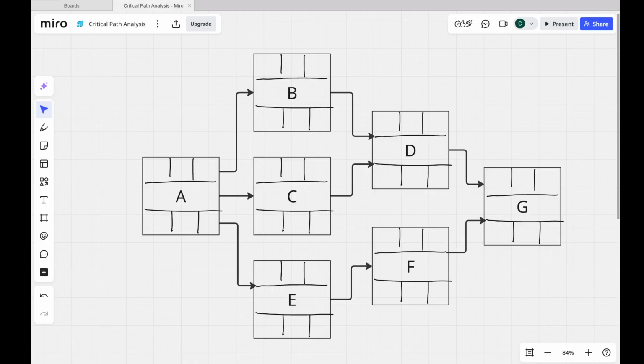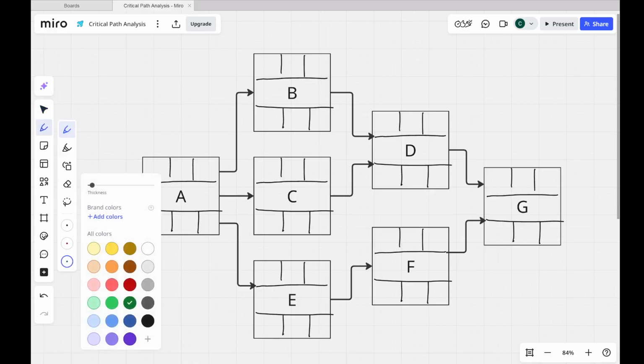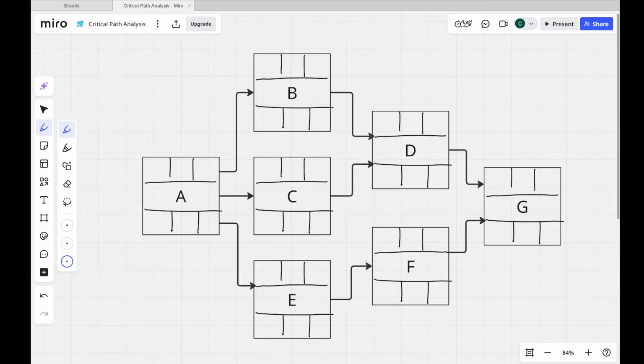So I've gone through my estimating with my stakeholders, with my team, with my experts, and we've determined how long each of these tasks is going to take. Task A has a duration of 1 day. Task B has a duration of 2 days. Task C has a duration of 4 days. Task E has a duration of 6 days. D, let's say, has a duration of 3 days, F has a duration of 4 days, and G has a duration of 3 days. So there's my durations. We've done our estimates, we've now populated this diagram.